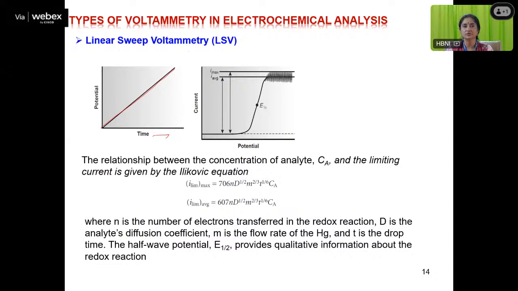D is the analyte's diffusion coefficient. m is the flow rate of the mercury. Now it is all with a mercury electrode, so it is the flow rate of mercury. And t is the drop time. The half wave potential, E half, provides qualitative information about the redox reaction.